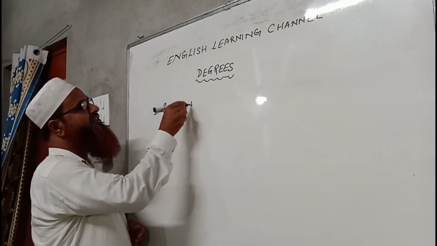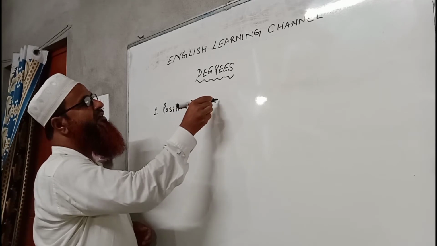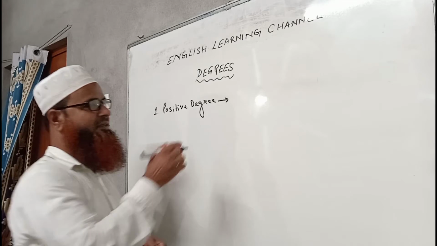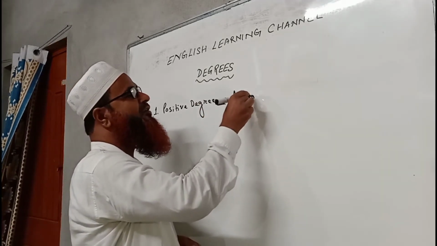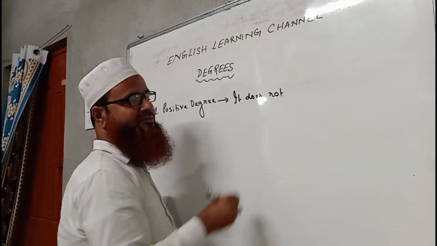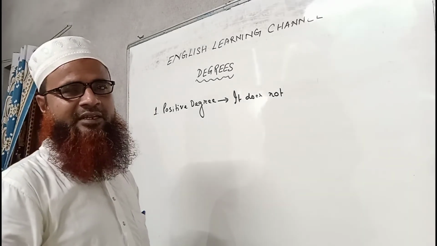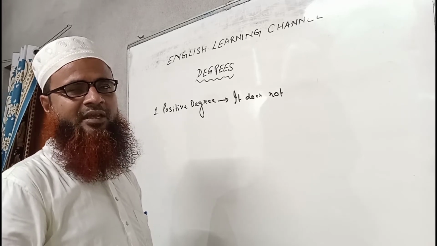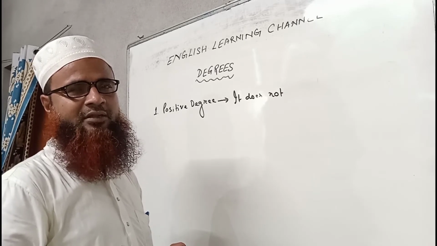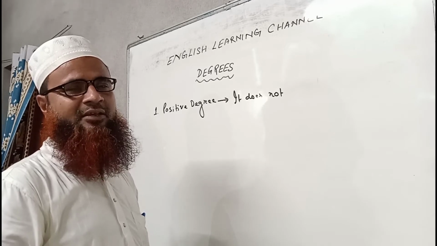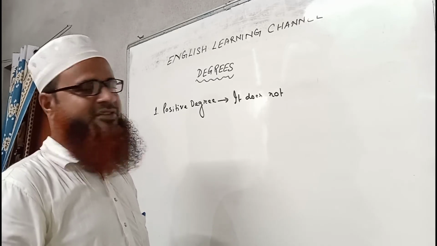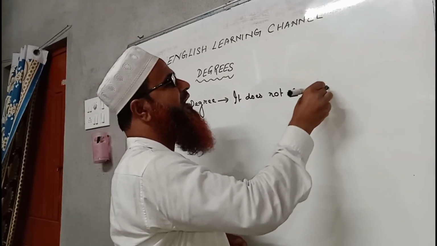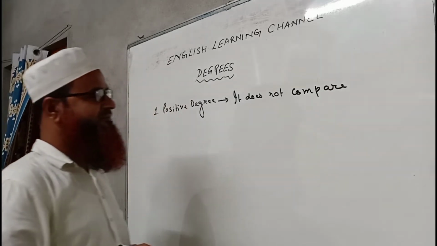Positive degree means it does not compare. Without any comparison, it indicates the degrees of adjectives, whether it is tall, strong, good, bad, like, all these adjectives are in their positive degree. So it does not compare. Now I may write an example here.